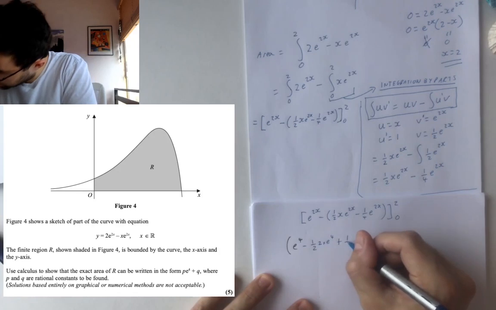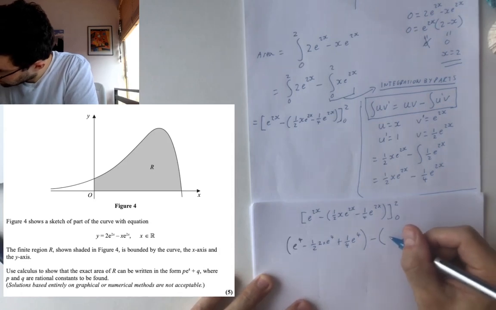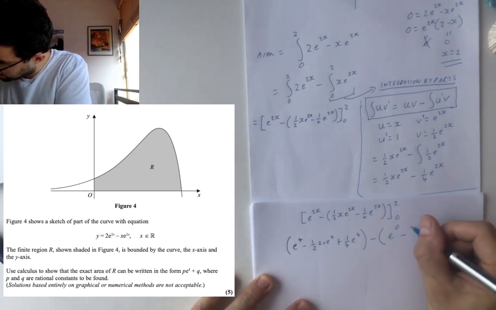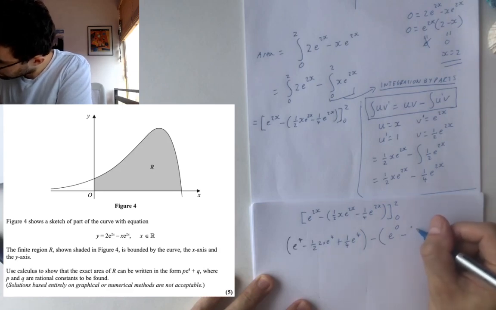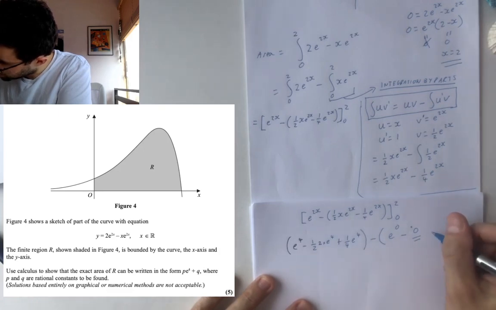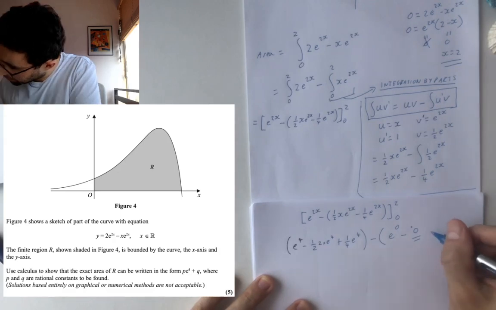Let's go with it. Minus e to the 4 plus a quarter e to the 4 minus, since that's e to the 0, that should be 1. And then you'll also have minus a quarter, it looks like. Yeah. So it looks like then you'll get a quarter e to the 4 minus 5 over 4.